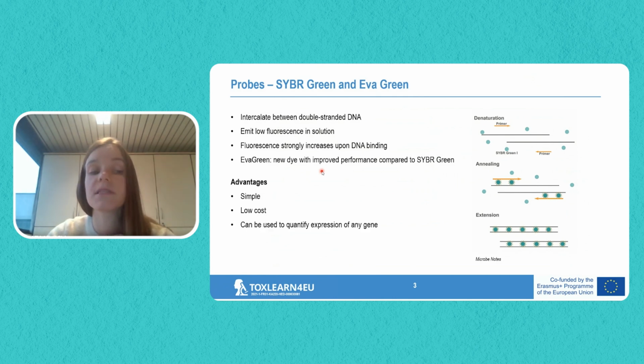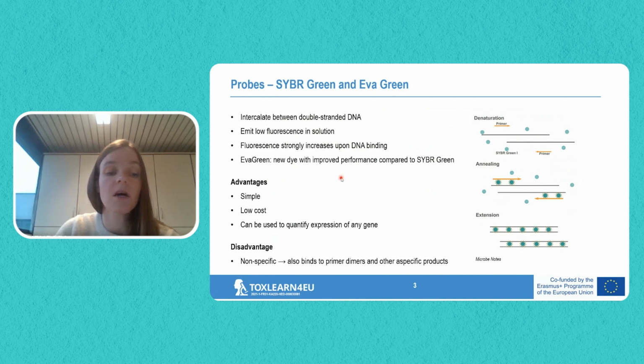The advantages of using these kinds of probes are that they're relatively simple. They also have a relatively low cost compared to certain other probes. And what's very nice is that they can be used to quantify the expression of any gene of interest. However, they also come with an important disadvantage, which is that they are nonspecific. So this means that these dyes will bind to any type of double-stranded DNA. This means that they will also bind to primer dimers and other aspecific products. And this will, of course, also increase their fluorescence, hence making the obtained results unreliable. So this is, of course, something that should be avoided.